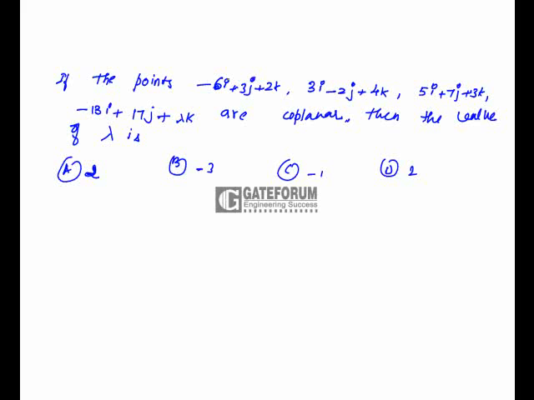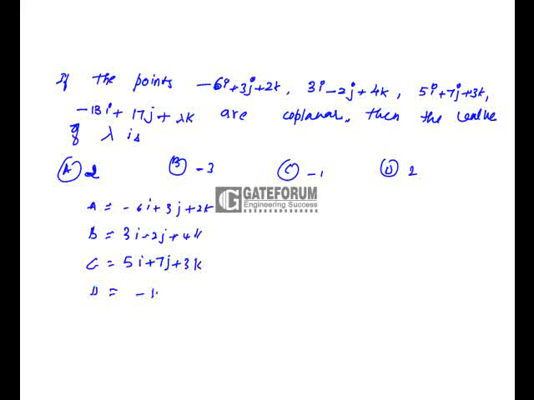4 points, and also they said that they are coplanar and we have to find the value of lambda. Now whenever they give you 4 points, convert them into 3 vectors. Let the given points be A, that is minus 6i plus 3j plus 2k, B as 3i minus 2j plus 4k, take C as 5i plus 7j plus 3k, and D as minus 13i plus 17j plus lambda k. Now from this, convert them into 3 vectors. So take the vectors as AB, AC and AD.